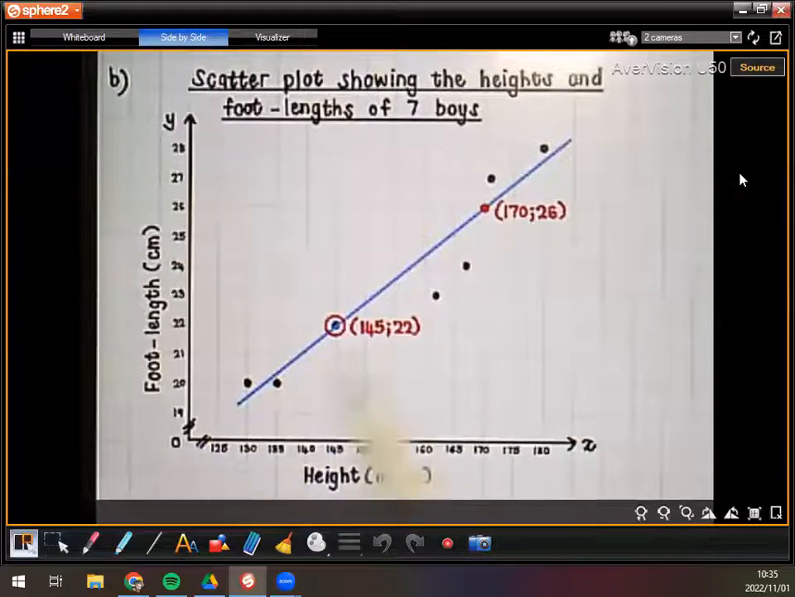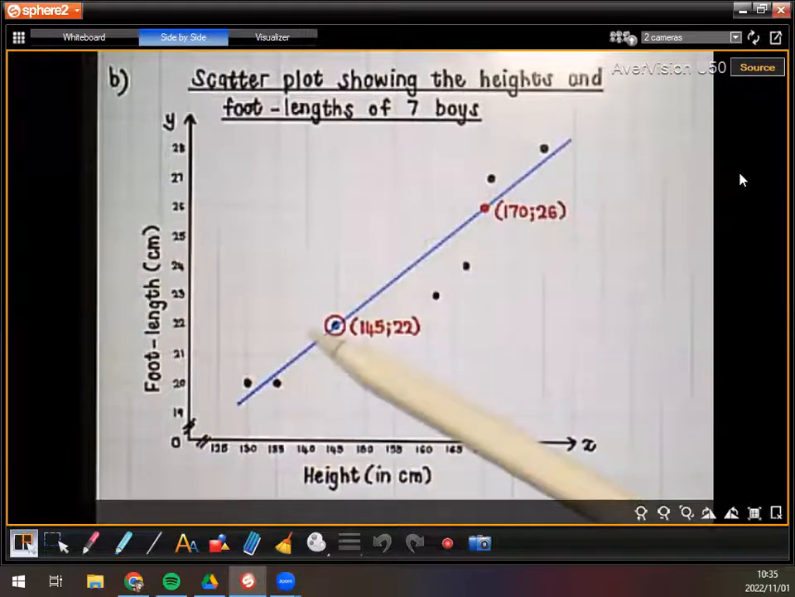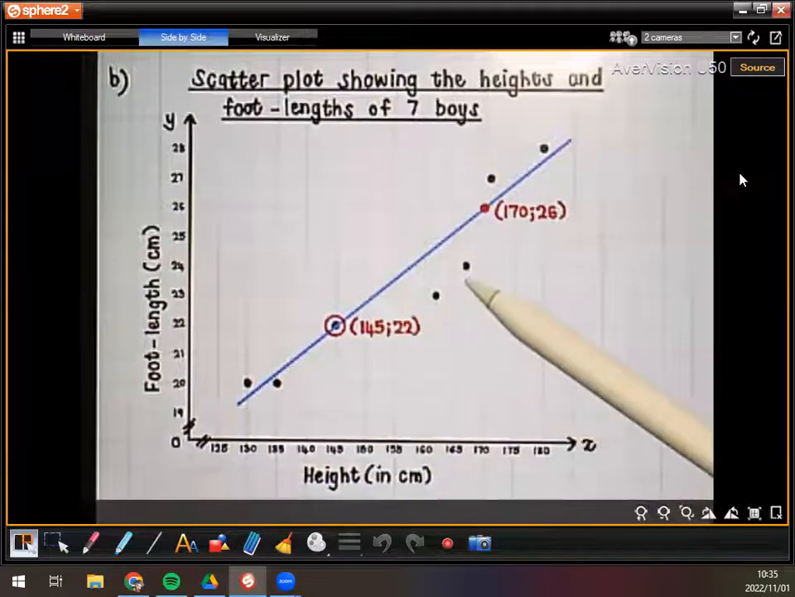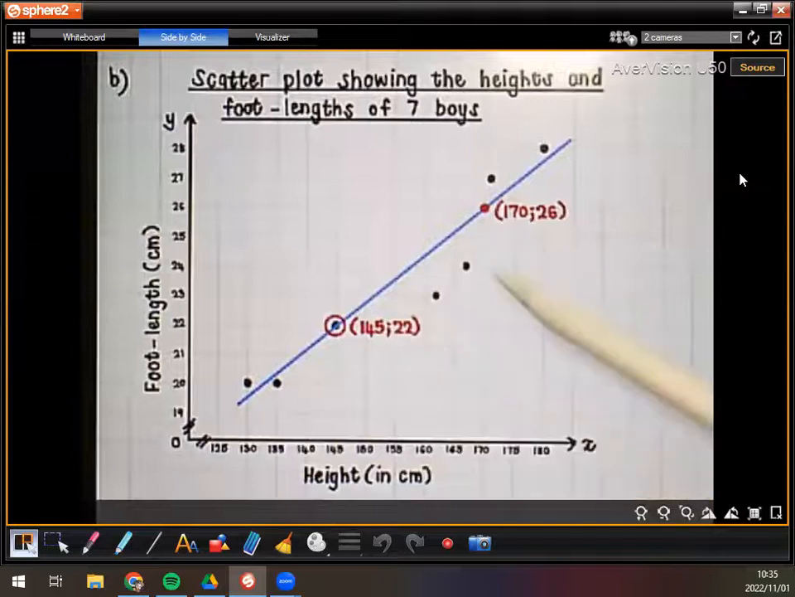So for my line of best fit, guys, if you check, I have 1, 2, 3 above. It's going through one of the points, and then I have 1, 2, 3 below that. So remember that's what you are aiming for when you do a line of best fit. So B was to draw the scatter plot, C was to do the line of best fit.